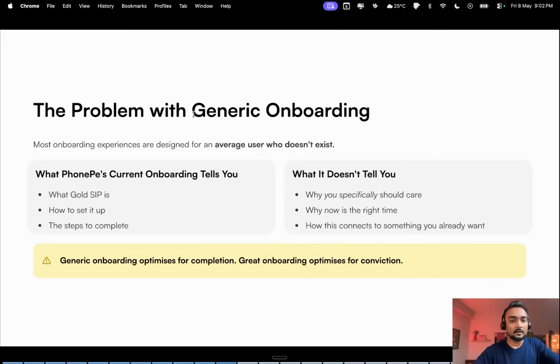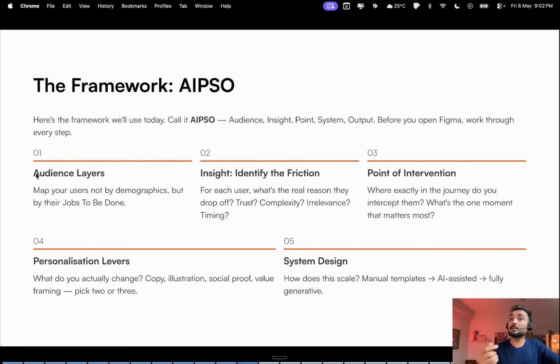Now, step number one, audience layer: map users not by their demographics but by their jobs to be done. Second, insight: identify where the friction is. Where is the friction for each user? What is the real reason they are dropping off and not going through? For our feature, is trust the reason? Is the complexity of making a gold SIP investment the reason? Is it irrelevant for people, or is the timing just off?